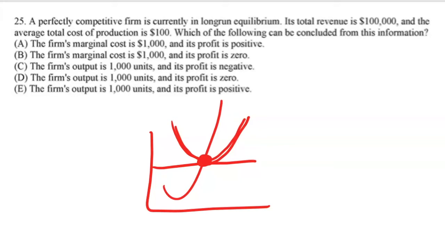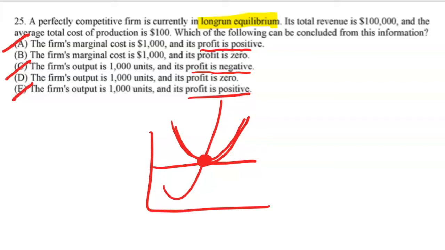Well, we automatically know a couple things, right? We're in long-run equilibrium, so there should be no profit whatsoever. So here for part A, where it says profit is positive, we know that's not true. For answer choice C, profit is negative. That is not true. Answer choice E, profit is positive. We know E isn't true. So now all we're left with is B and D.